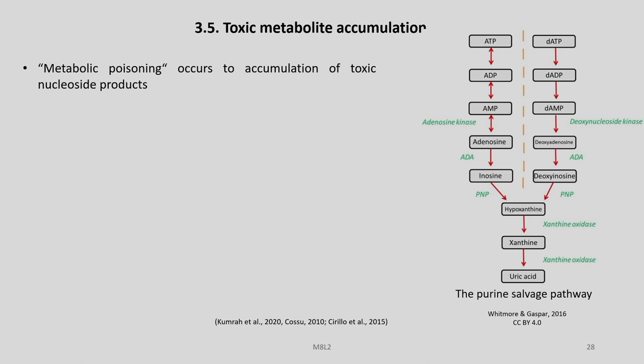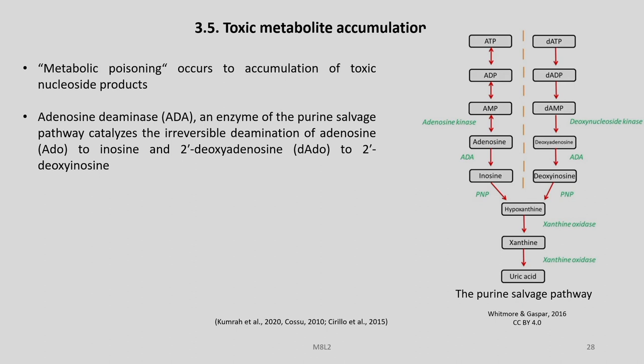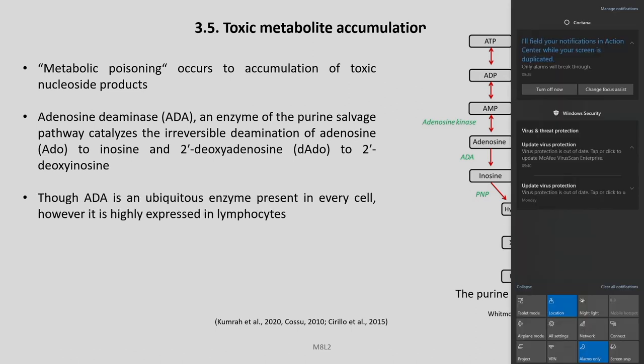The accumulation of toxic metabolites, or metabolite poisoning, occurs due to the accumulation of toxic nucleoside products. Adenosine deaminase, ADA, is an enzyme of the purine salvage pathway which catalyzes the irreversible deamination of adenosine to inosine and 2-deoxyadenosine to 2-deoxyinosine, as shown in this figure.